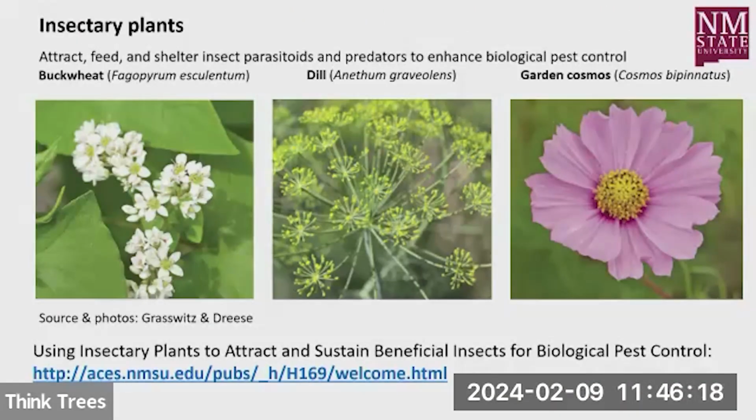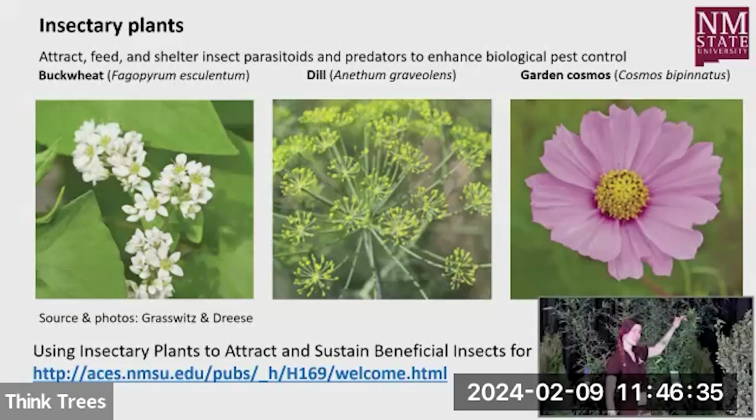So these insectary plants, we have a really good resource for a whole list of plants you can use in your landscape to attract and sustain your beneficial insects. There's a lot of these flowering plants that they like to feed on or take shelter, and they will go to these, but they'll also go to your trees where your bad bugs are. So they'll provide that service for you.